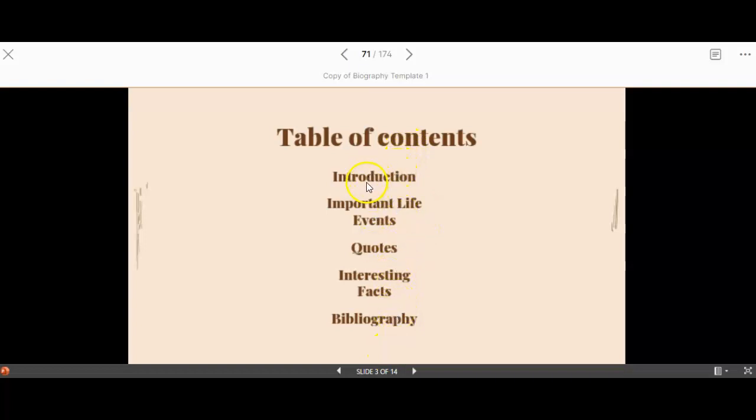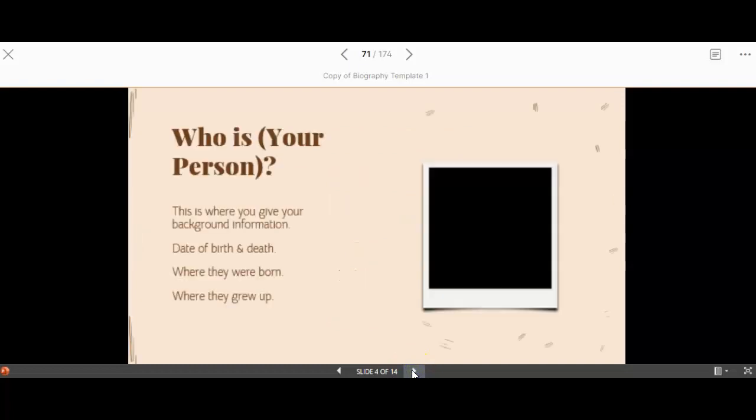because you have to introduce your person. You need to identify the important things in their life, their events, a couple famous quotes that they had, interesting facts, and a bibliography. You must have a bibliography. That is where you got your information. So if you only did, let's say Ducksters.com, you need to make sure you have one more. Okay, you cannot just have one resource.